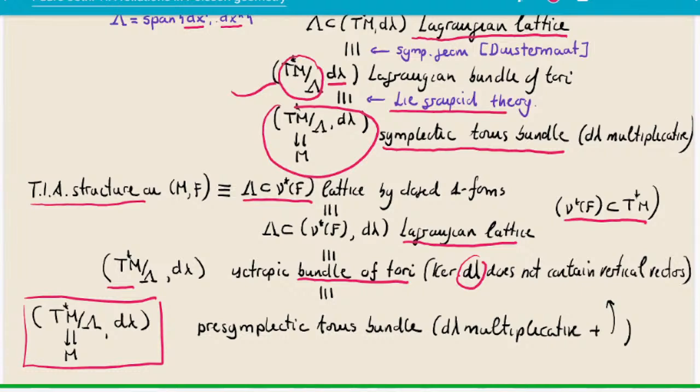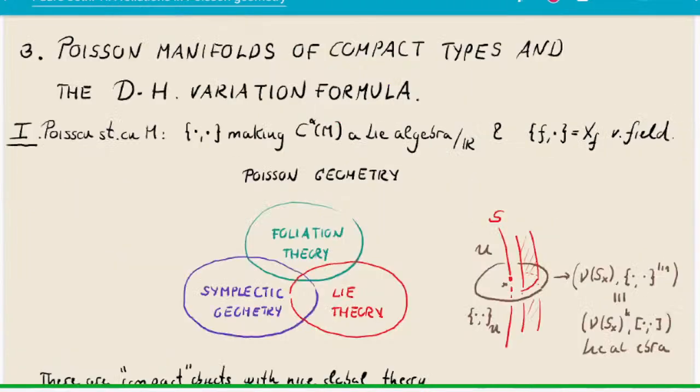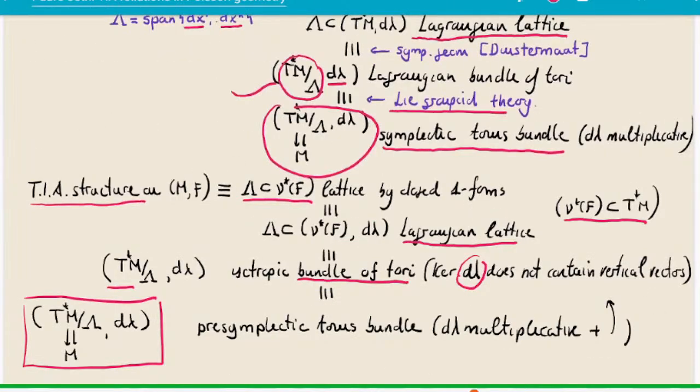All right, so the summary, if you want, of this second part of the talk is that these transverse integral affine structures are encoded by means of Lie groupoid theory and symplectic geometry.